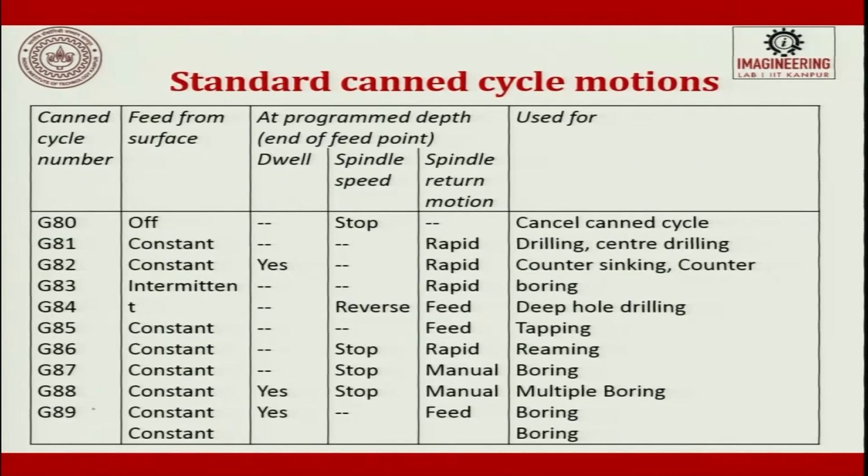The various CAN cycles and their numbers are given for your understanding. Let us take only one. G81: the feed from the surface is constant. There is no dwell, and the spindle speed will be the same. When it returns back, it will have a rapid speed. All the drilling cycles and center drilling will use it. Let us look at tapping, G85. The feed from the surface will be constant. At programmed depth, at the end of the feed point, there will not be any action. There will not be reversing, and the feed rate return motion will be there. This is a tapping cycle. So, this is how a CAN cycle works.